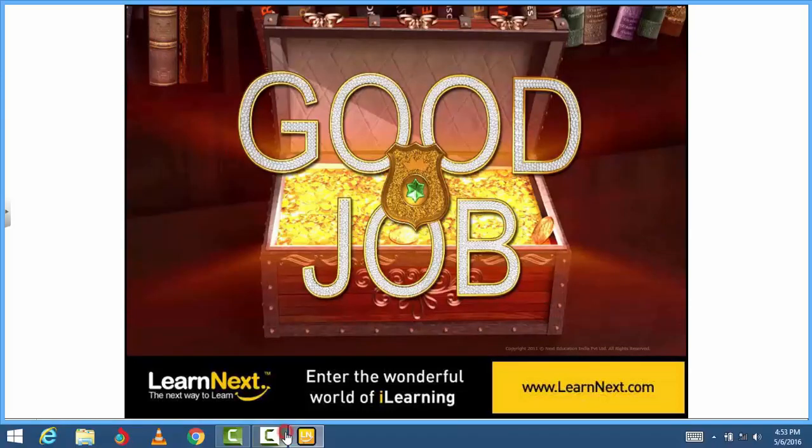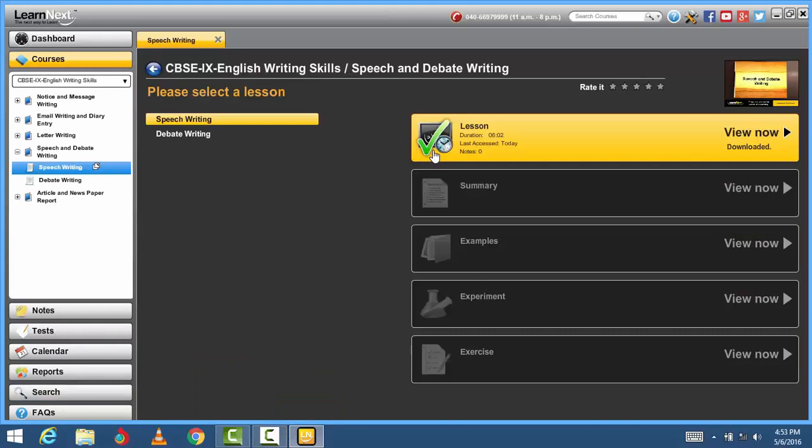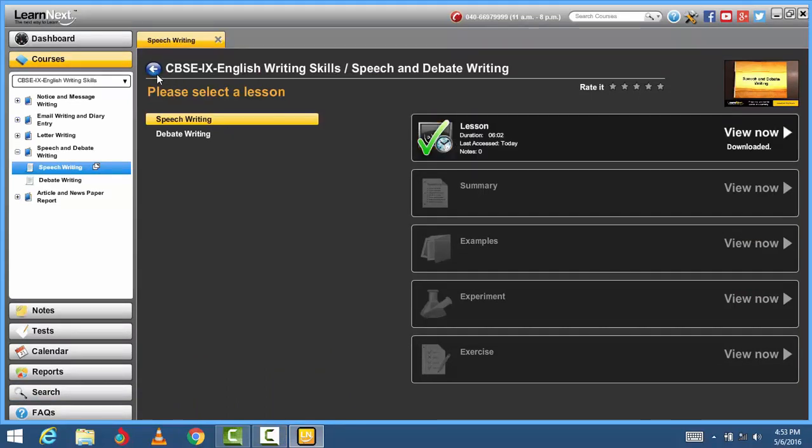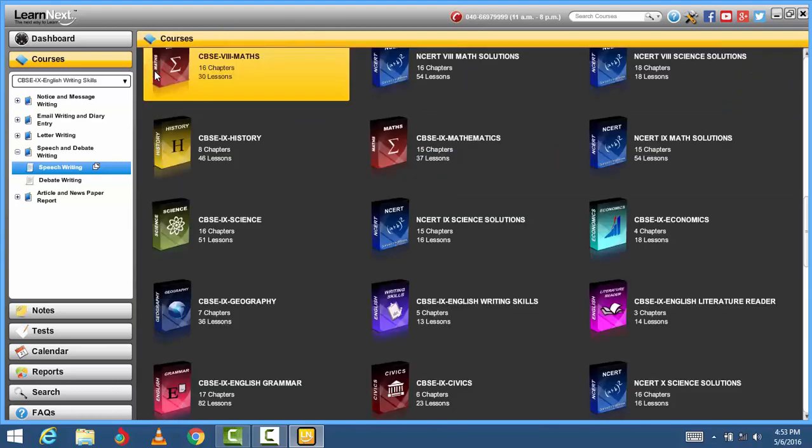So after the lesson there will be activities. You can practice whatever you learn with the lesson. This is English writing skills. So we had seen math syllabus, math solution, science syllabus, science solution, history, geography, civics, economics, English grammar and English writing skills with the tests.